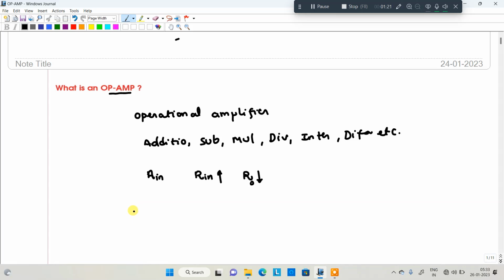It is available in three different packages. The first one is the standard package, that is the DIL, which means dual in line package. The second one is the TO5 package, which is very simple in design. And the third one is the flat package, the flat pack. These are the three different ways.